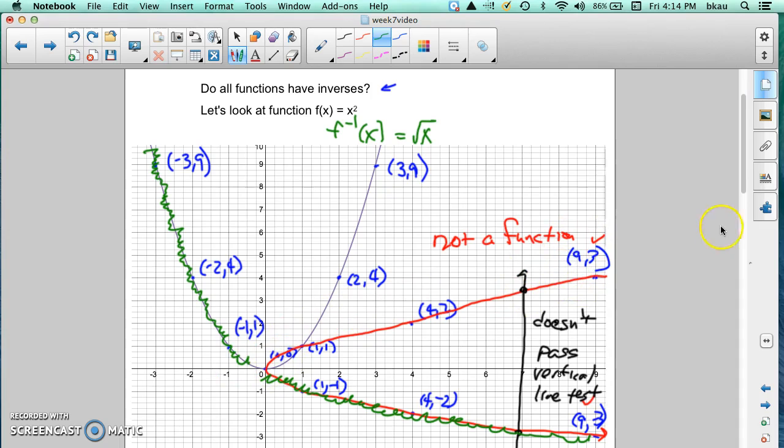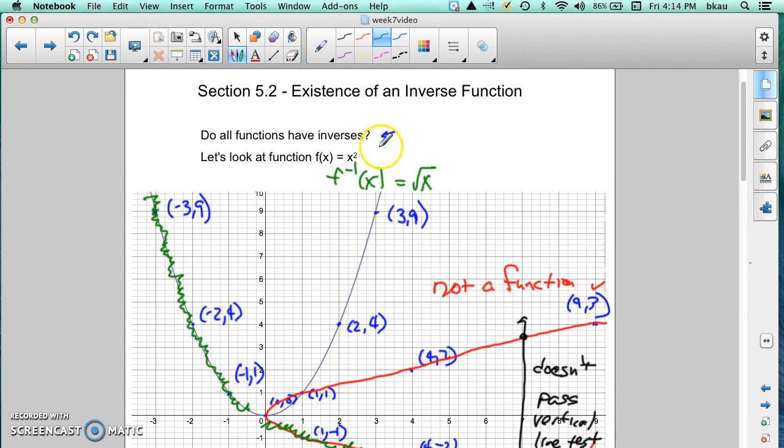So what we have to do is restrict our domain on our function in order to get the inverse to be a function. To get it to be a function, we have to restrict the domain on the regular function, on f of x. We have to restrict the domain and say x has got to be greater than or equal to 0.